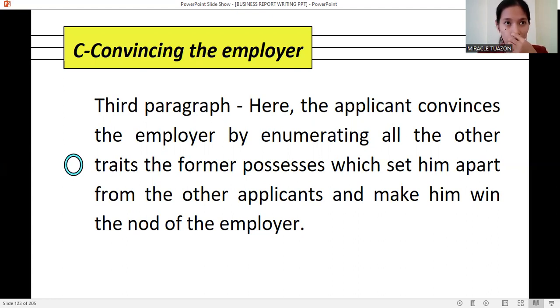Para sa beauty contest or sa beauty pageants, di ba? What characteristic do you have that makes you different from the other contestants? So ganun. Sa letter mo, kailangan mong masagot yung tanong na yun. Paano ka naging unique? Ano yung pinagkaiba mo sa lahat ng applicant ng company or business na yun? So yun po, for letter C.